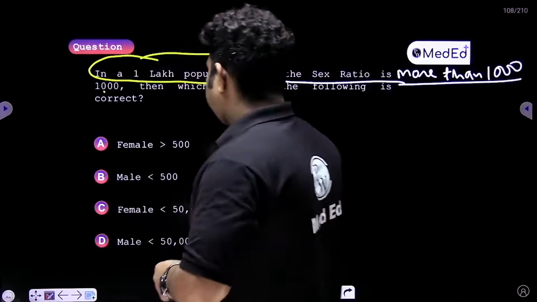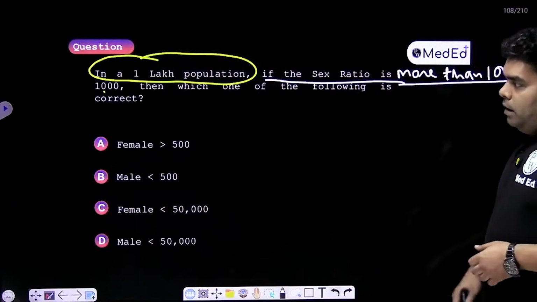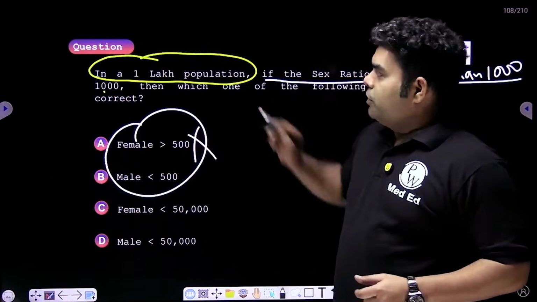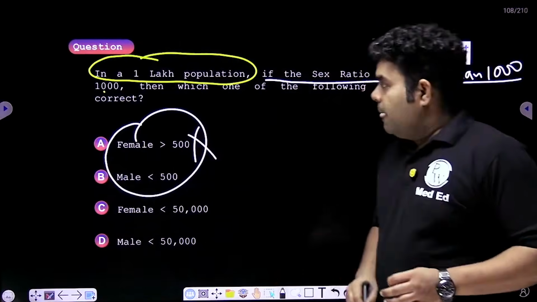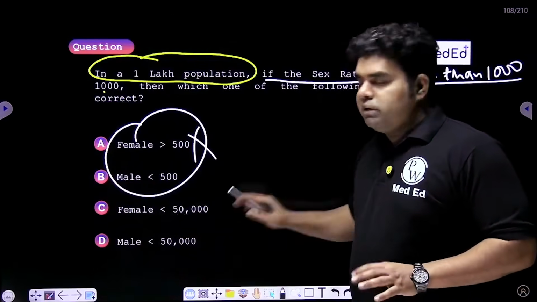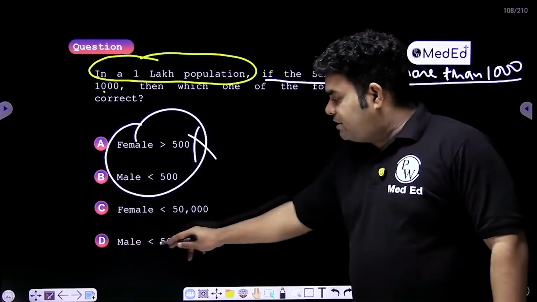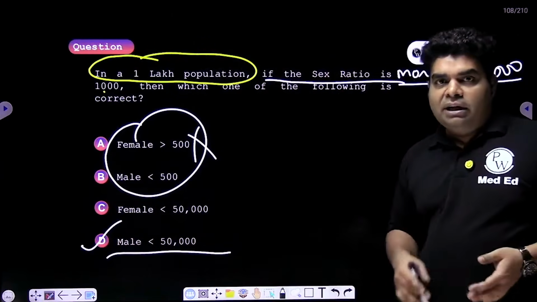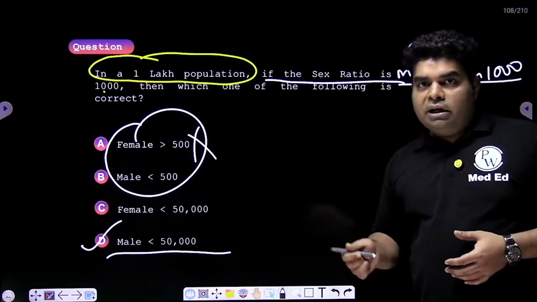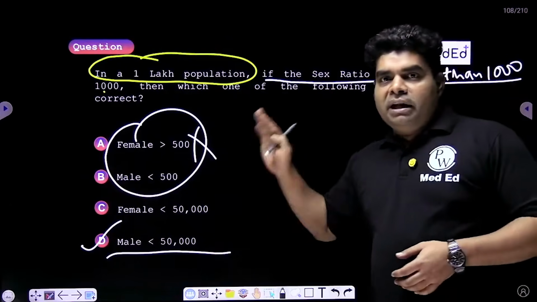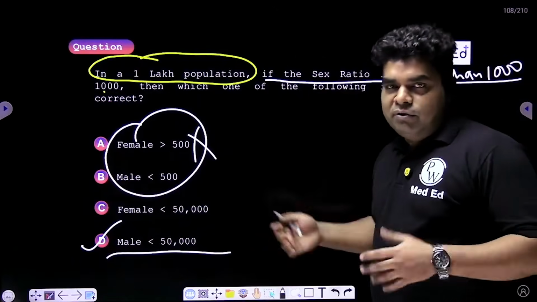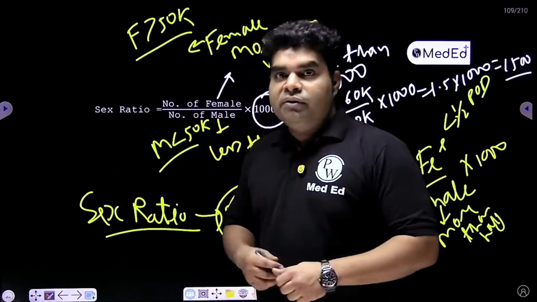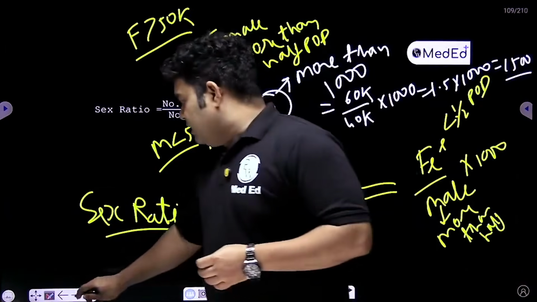So in our question, let's do it. First of all, don't divide 1000 into 2. Now we have to divide the population into 2. So A and B can never be correct. The option is female more than 50,000, which is not given, or male less than 50,000. So of course the correct answer is D, male less than 50,000. If the sex ratio has to be more than 1000, male needs to be less than half and female needs to be more than half, which we solved. I hope it is clear. If not clear, feel free to ask in the chat box. We will discuss it. So this is multi-stage sampling.